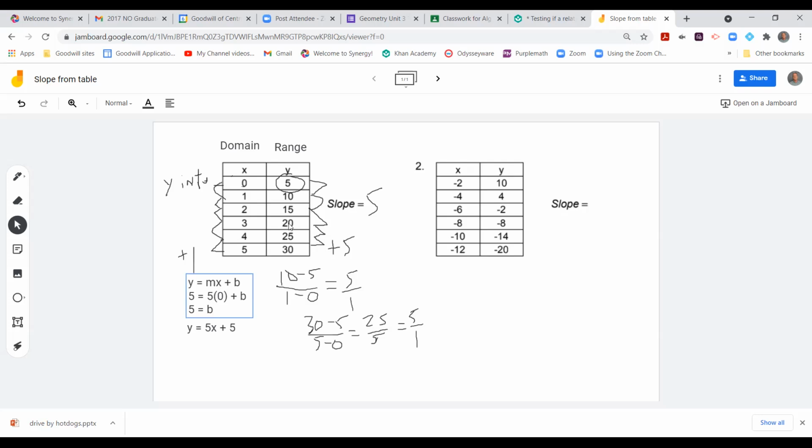And so by sort of walking my way down this table from 5 to 10 to 15, etc., I can see the consistent change between each two numbers in the y column. See the consistent change in the x column also. And again, slope is change in y over the change in x.